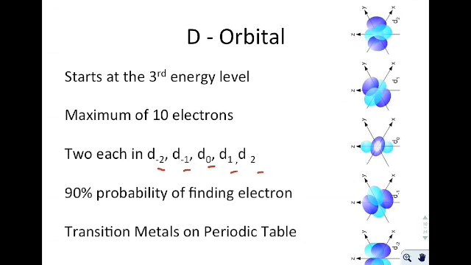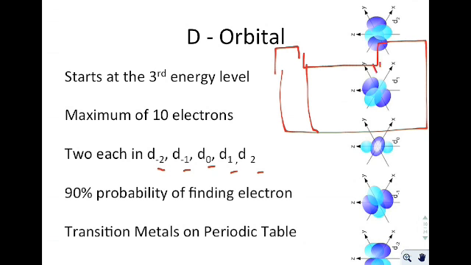Now, the d orbital, if you were to look at the periodic table, represents these right here, what we call the transition metals. Okay, groups 3 through 12? Groups 3 through 12 represent that. So anytime you look at a transition metal, what gives some of those things some unique properties is the fact that they do have d orbitals.